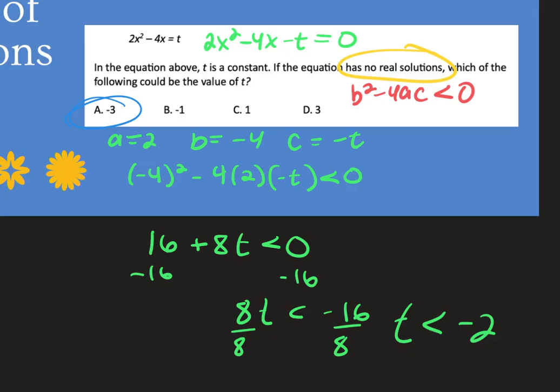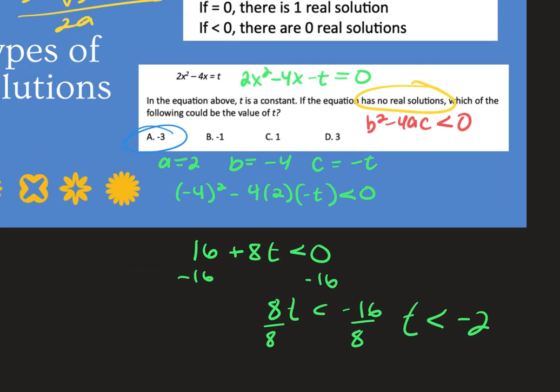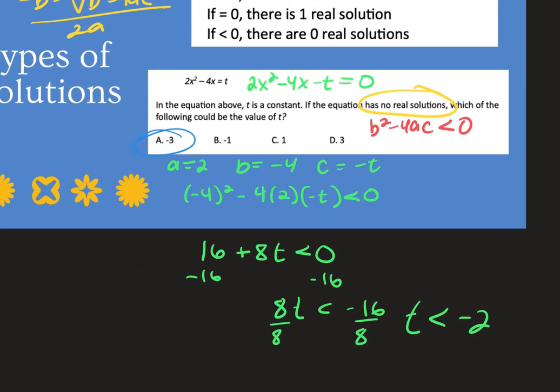If it had said you want it to have one solution, then I would want it to equal 0. If it said it wanted to have 2 real solutions, then it would have to be greater than 0. Questions on that one?